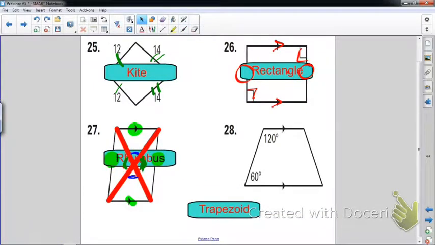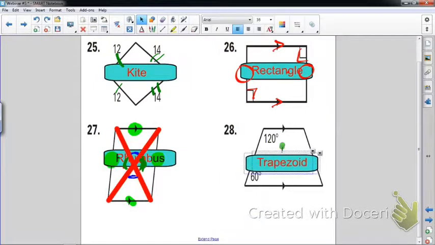Then the last one will be, if you look at it, a trapezoid. Super easy, not that hard. You just got to be able to look at what's being given to you. Trapezoid, remember, you take consecutive angles and you go ahead and add them and set them equal to, again, 180, right?